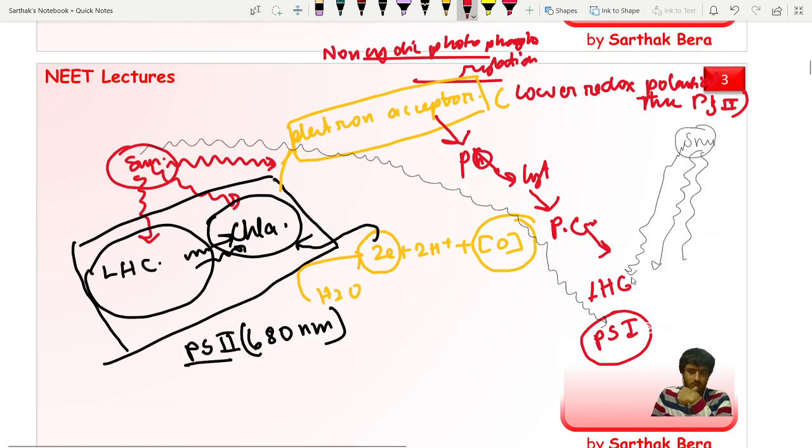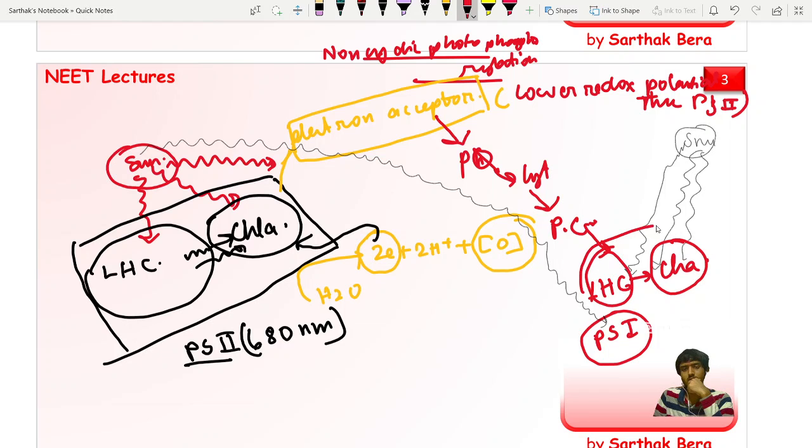So first, the LHC of photosystem 1, then chlorophyll A is the reaction center. Both chlorophyll A and the light harvesting complex of photosystem 1 receive the sunlight, and remember photosystem 1 functions optimally at 700 nanometer wavelength of light, and this photosystem 1 passes its electron to another electron acceptor.